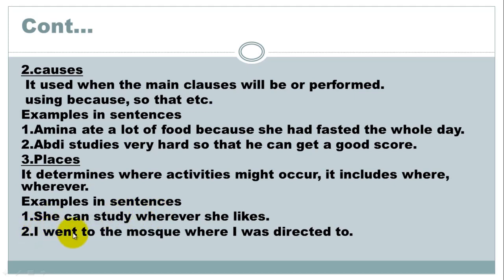Okay, I went to the mosque where I was directed to. So it shows the place where I was going. It's the mosque. I went to the mosque where I was directed to.